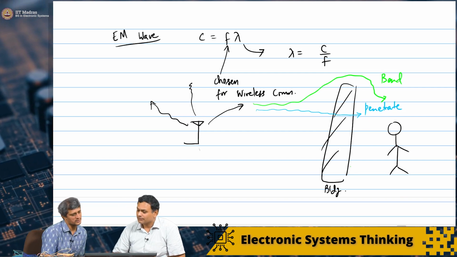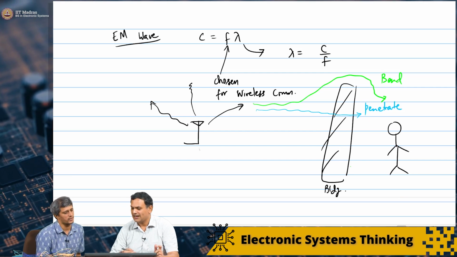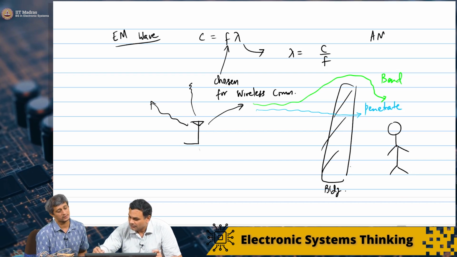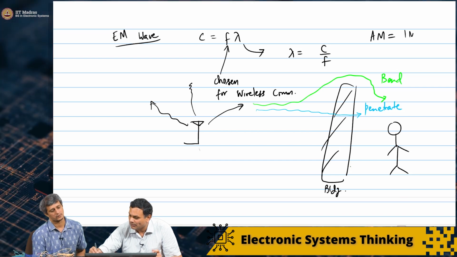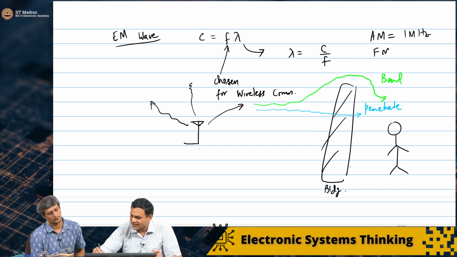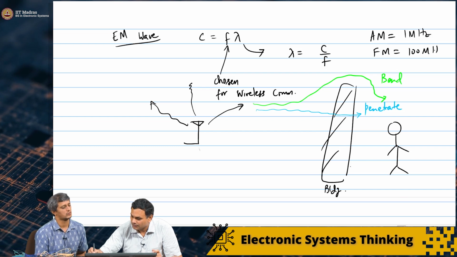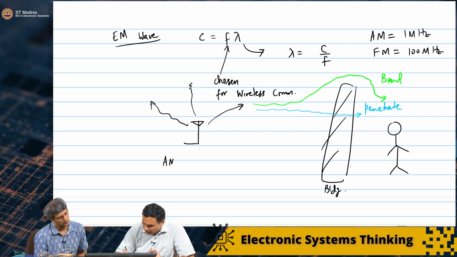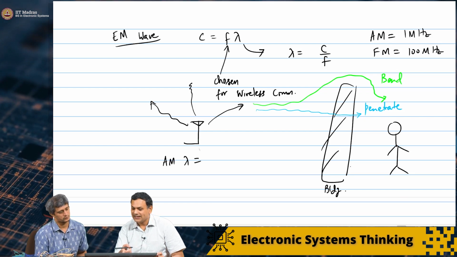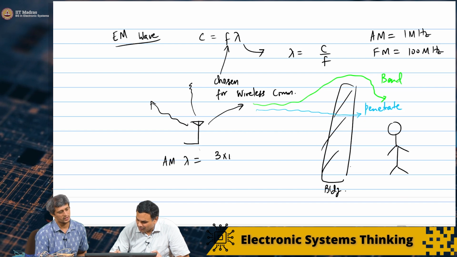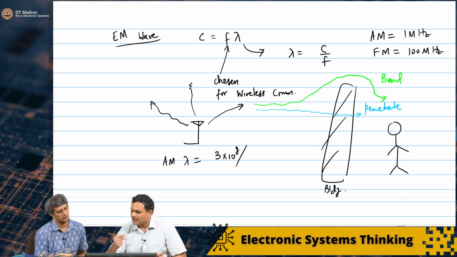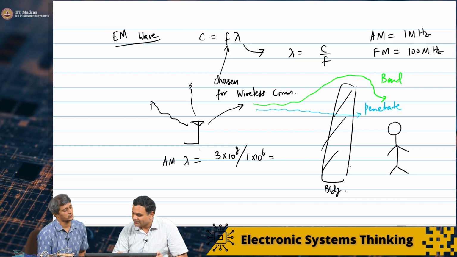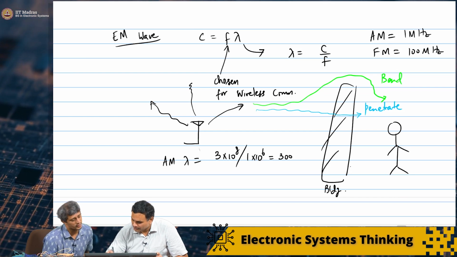Can we take two examples here, like FM and AM? Absolutely, 100 megahertz and 1 megahertz. Let us see what the lambda looks like. AM is, let us say, 1 megahertz, and we'll say FM is 100 megahertz. Let us calculate the lambdas. AM lambda is basically 3 into 10 power 8 by 1 into 10 power 6, which is about 300 meters.